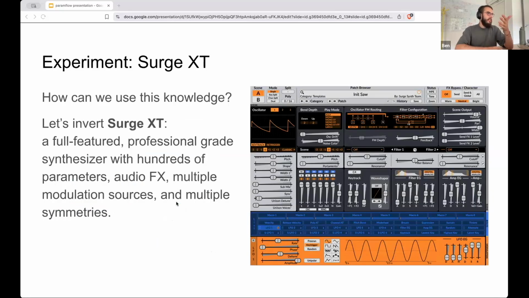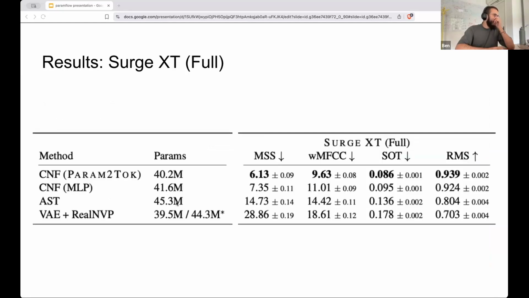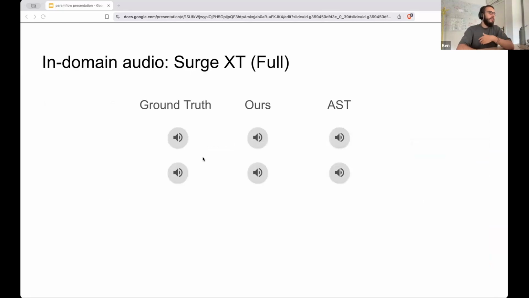So we train on SurgeXT. This is a big, full-featured synthesizer with hundreds of parameters, audio effects, multiple modulation sources, and loads of symmetries, obvious and less obvious. We don't have time to really dive into result tables, I don't think. So let's just jump to audio. But basically, it works. So here is some ground truth audio sampled directly from the synth.